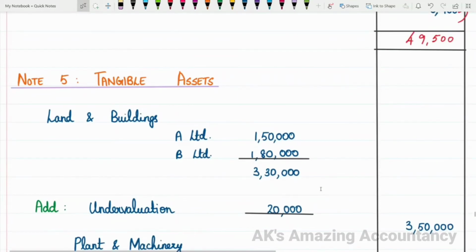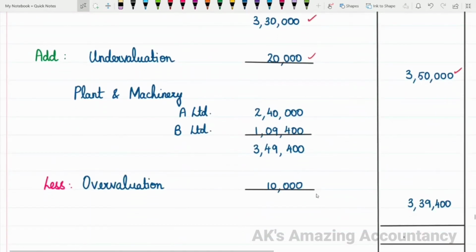Under note 5 tangible assets, first we have land and buildings of A Limited 1,50,000, B Limited 1,80,000. That gives us a total of 3,30,000. Then there is undervaluation as far as land and buildings is concerned. Add that amount, undervaluation 20,000, which will give us 3,50,000 as the worth of land and buildings now. Then next we have plant and machinery. A Limited 2,40,000, B Limited 1,09,400, which gives us a total of 3,49,400. We have overvaluation to the extent of 10,000 here, which has to be deducted. So from 3,49,400 less overvaluation 10,000, we will get 3,39,400.